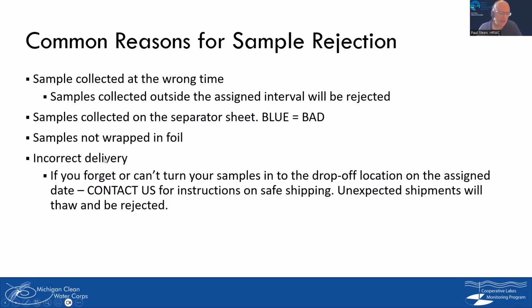And the last thing is incorrect delivery. If for any reason you cannot follow the normal expected procedures of how to turn things in, we need you to contact us to get instructions on how we want you to get the samples to us. Don't go rogue and just do your own thing. Inevitably, samples will get lost, samples will thaw, and we'll have to reject them. So if you can't follow normal procedure for whatever reason, that's when you need to contact us directly, and we'll figure out how to get your samples safely.